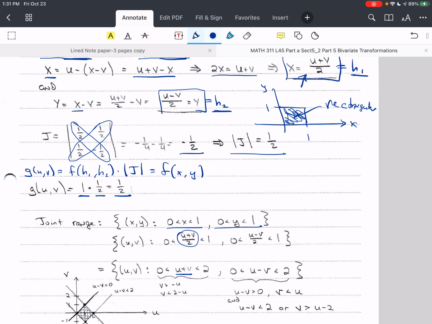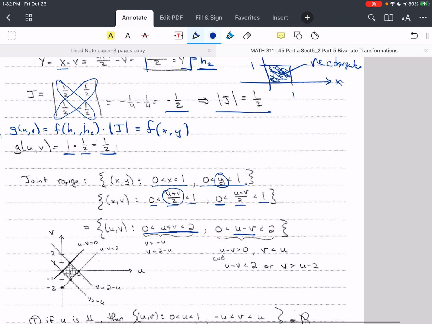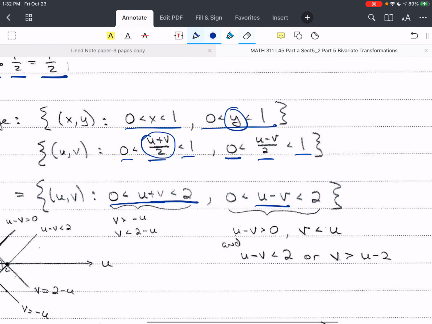And substituting in for y, I end up with u minus v over 2. I multiply by 2 on all three portions of both of these, and I end up with u plus v between 0 and 2, and u minus v between 0 and 2. And so I'm going to break this up and look at the individual inequalities. So the first thing I'm going to say is 0 is less than u plus v.